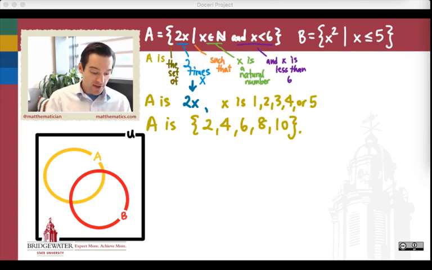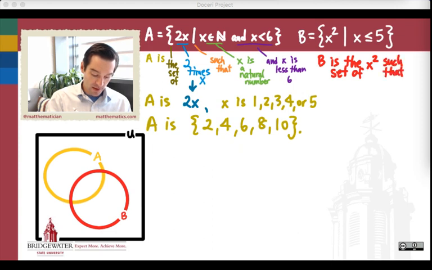Right? And for that same reason, when we look at the set B, if I read this notation, I'll read it as B is the set of x squareds such that x is less than or equal to 5. And the x less than or equal to 5 part, again, people generally got pretty good. It was the x squared piece that people missed, if you missed it.